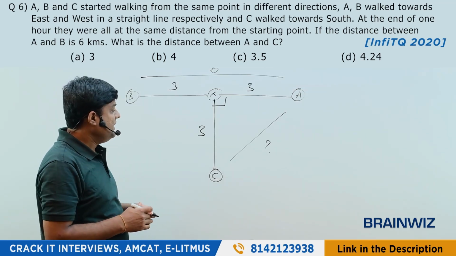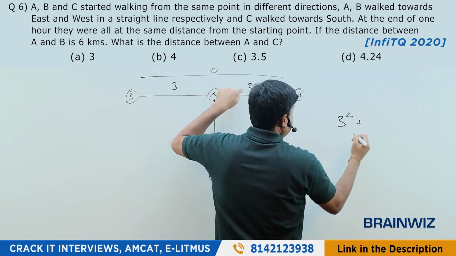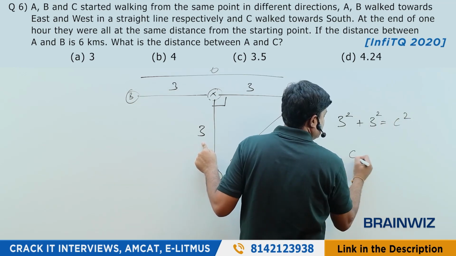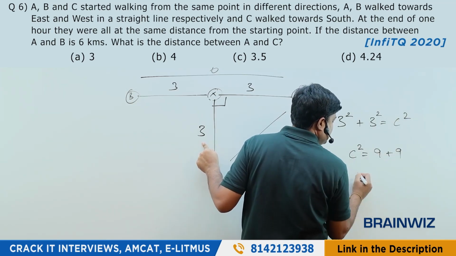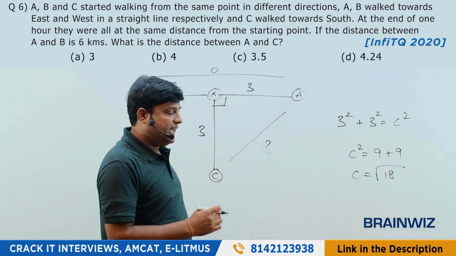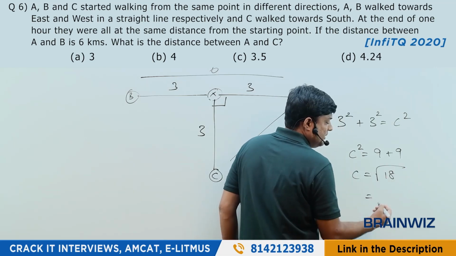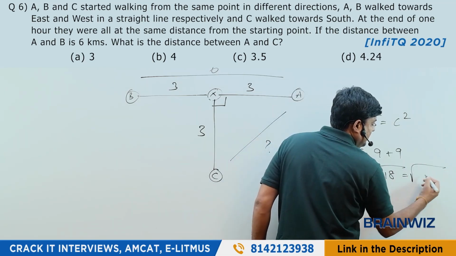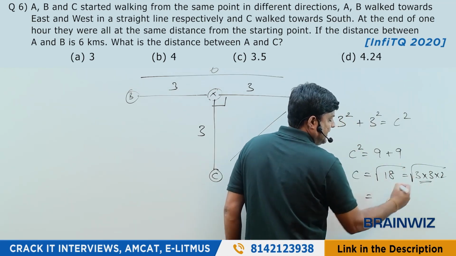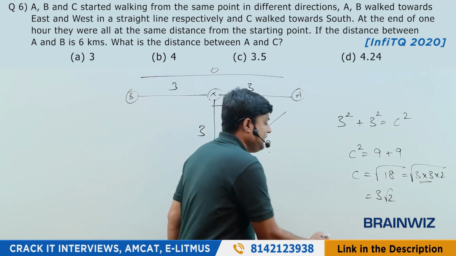Now, let's try to see here. A square, that is 3 square. B square, that is 3 square, is equal to C square. So C square we can say 9 plus 9, that is C is under root 18. So root 18 we have to take away. Here, I'll tell you, if you don't know the calculation here, let me just say you 3 into 3 into 2. 2 3's are coming out, so we can say 3 root 2. So answer is 3 root 2.